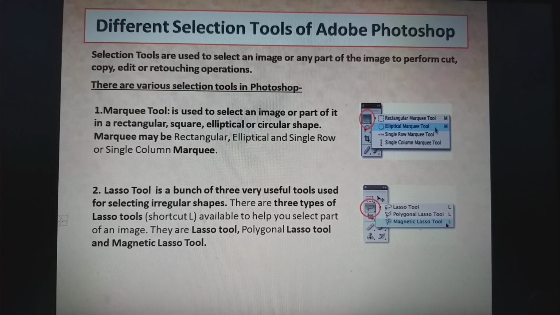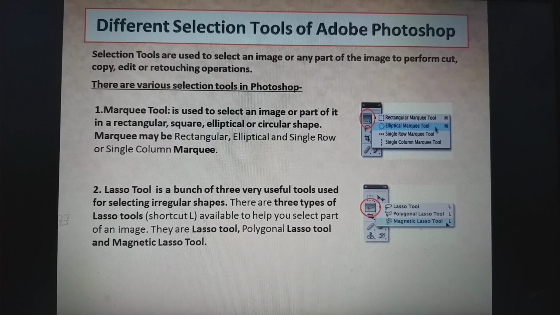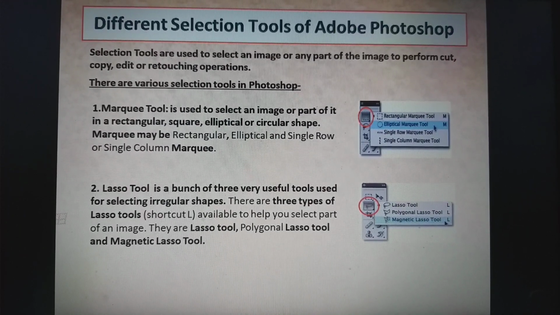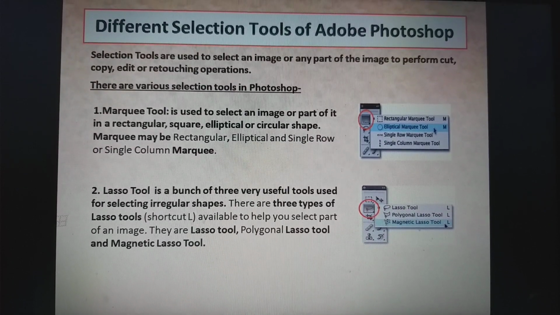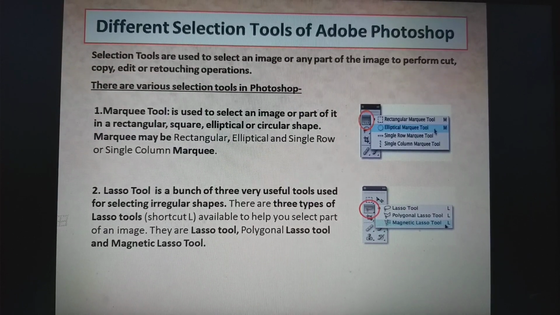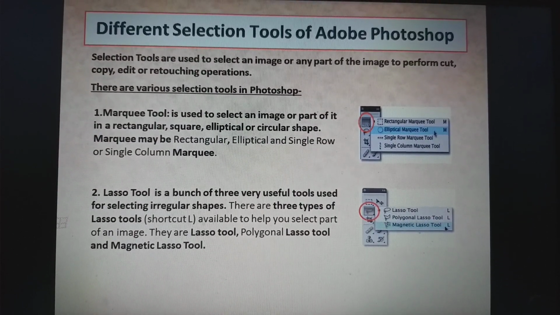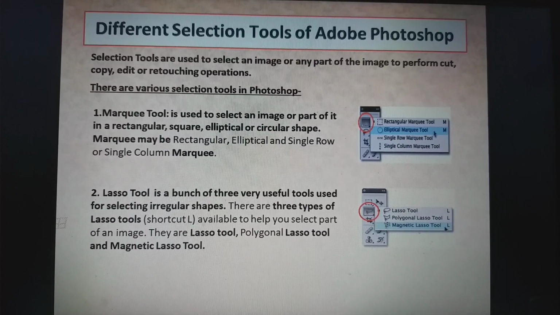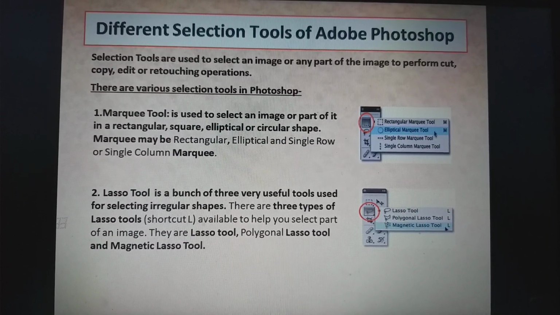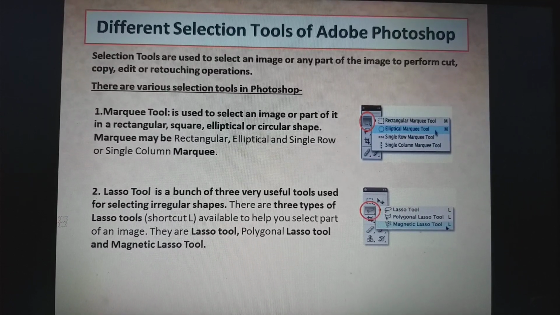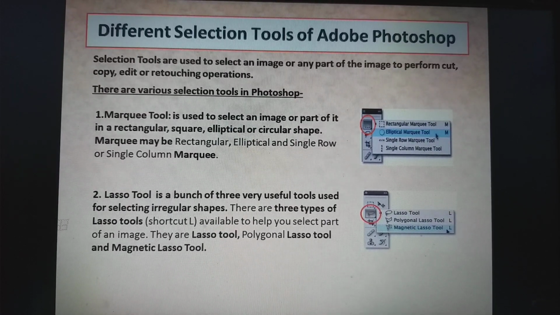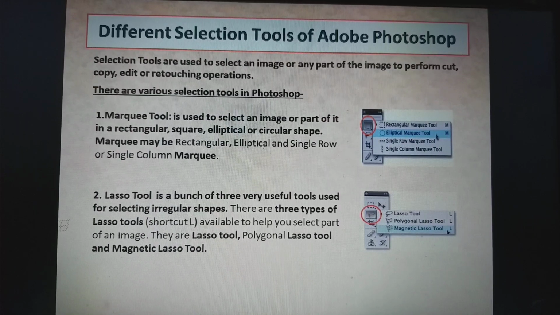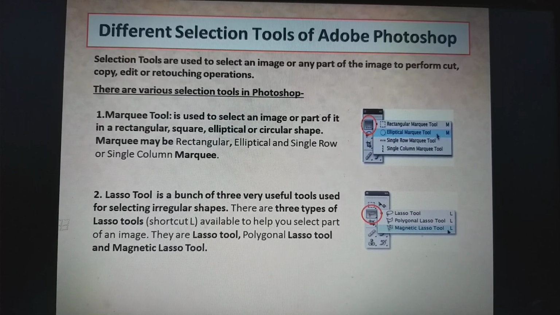There are various selection tools in Photoshop. At first, you will see the Marquee tool. Marquee tool is used to select an image or part of it in a rectangular, square, elliptical or circular shape. Rectangular marquee makes a rectangular selection or a square. Elliptical marquee makes an elliptical selection or a circle. Single row or single column marquee. Okay.